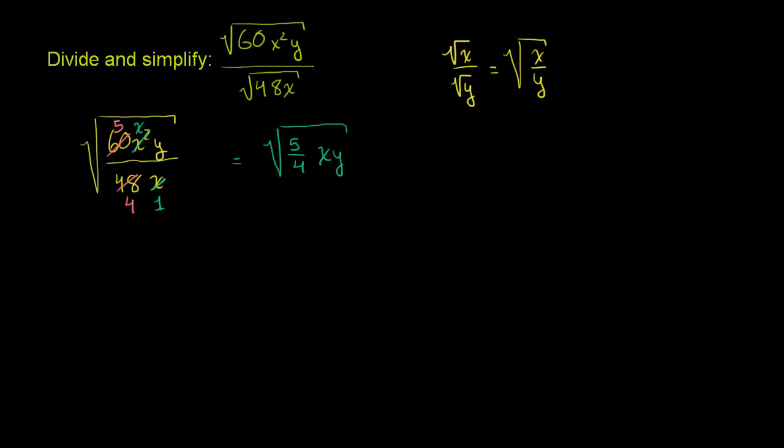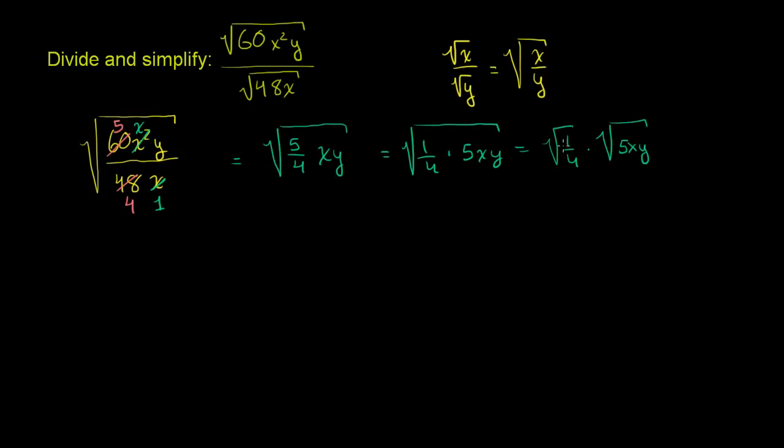And now we could leave it just like that, but we might want to take more things out of the radical sign. And so one possibility is you could say that this is really the same thing as 1/4 times 5xy, all of that under the radical sign. And this is the same thing as the principal root of 1/4 times the principal root of 5xy. And the square root of 1/4, if you think about it, that's just 1/2 times 1/2.